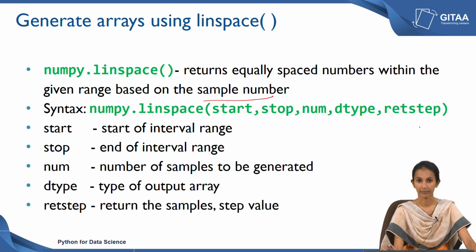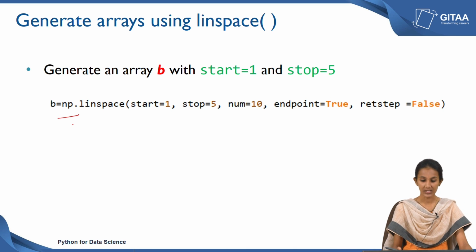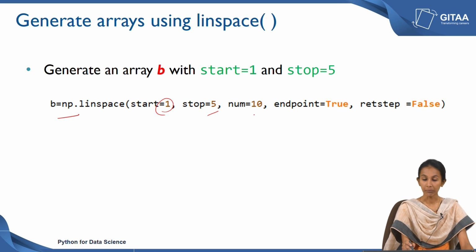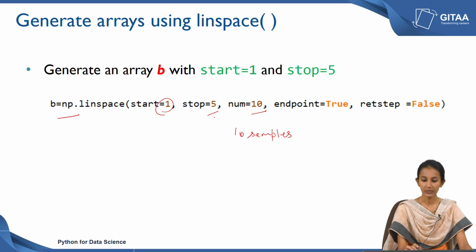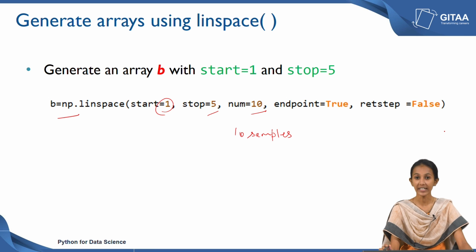We will generate an array B with the start value of 1 and stop value of 5. So, here np.linspace, start value 1, stop value 5, and num is the number of samples to be generated. Here I wanted to generate 10 samples. Next one is endpoint, which decides whether to include the last value, which is 5, or not. If you give endpoint equal to True, 5 will be included in the samples. Then retstep equal to False: if you give False, it returns only the samples and not the increment value.